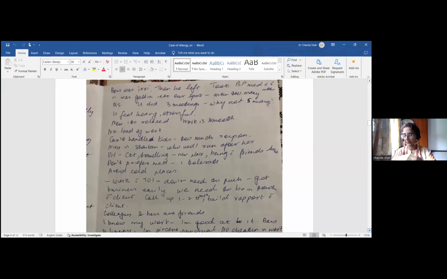Then I'm pushing him for more information. Okay. So then I'm asking him, how many kids do you have? He's saying, I don't have kids. I've decided, I can't handle kids. It's too much responsibility. So he has a niece living with him. He's saying the niece is shaitan, she's like a devil. Who will run after her? So they've decided not to have kids. So then I ask about the interests and hobbies.